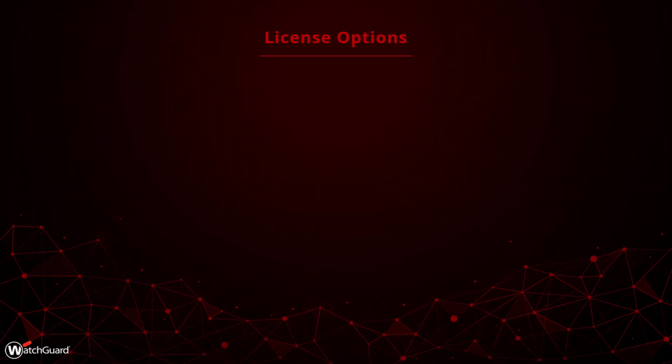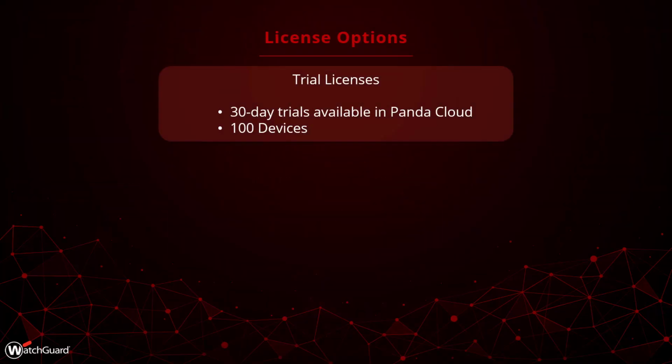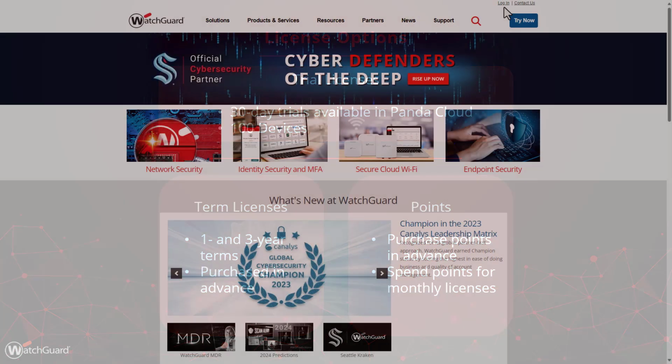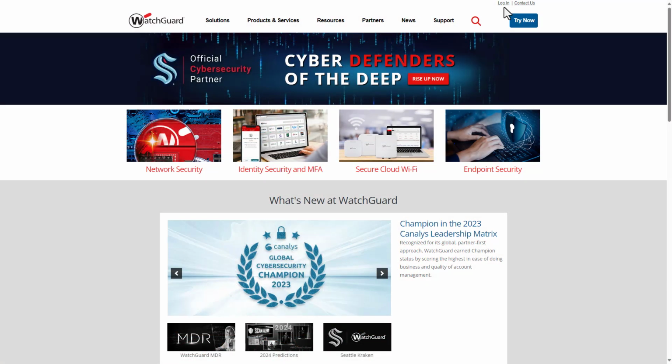But first, I want to mention that we offer 30-day trial licenses for systems management, so you can easily try it out and see if it works well for you. Systems management is licensed for each device that you add to it. When purchasing a license, you can choose to buy 1- and 3-year term licenses for each device, or spend points on a monthly basis. Let's take a look at how to activate a trial.